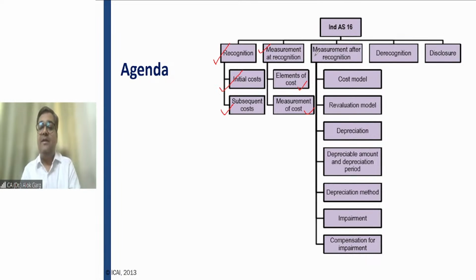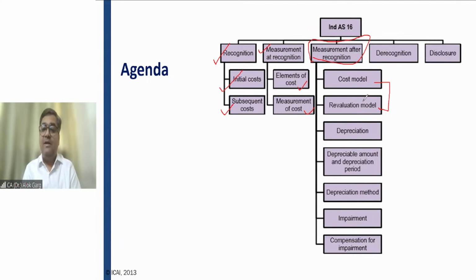On the reporting date, this is measurement after recognition, right? What will you do? Either you will continue with the cost model or you will revalue your fixed asset. Do you understand this cost model and revaluation model? I'm sure you must have covered these models in your AS accounting standard 10. Okay, very good. We will either continue with the cost model or we will do the revaluation, right?